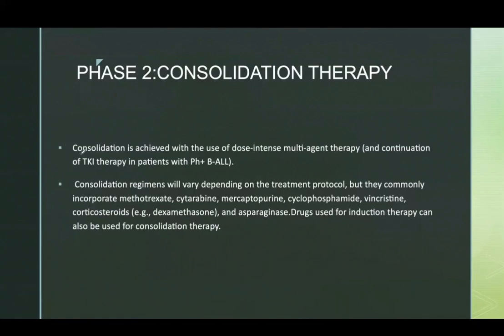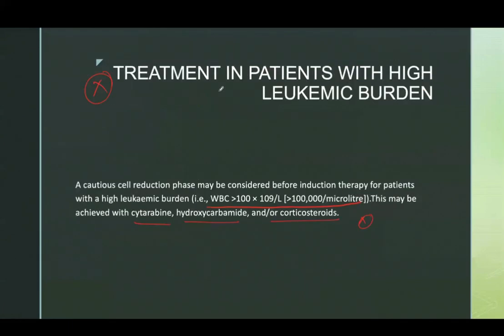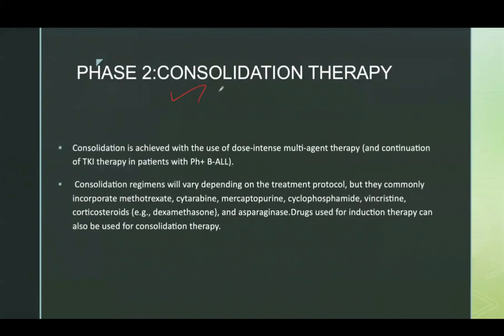Then the second phase is consolidation therapy. Okay, consolidation is achieved by the use of intense multi-agent therapy. A lot of drugs are used there, starting from methotrexate, cytarabine, mercaptopurine. They may not ask you, but just remember there is a second phase of treatment called consolidation therapy. Induction therapy regimen is a must. You should know it. For high leukemic burden, what treatment you have to give, that you should know.